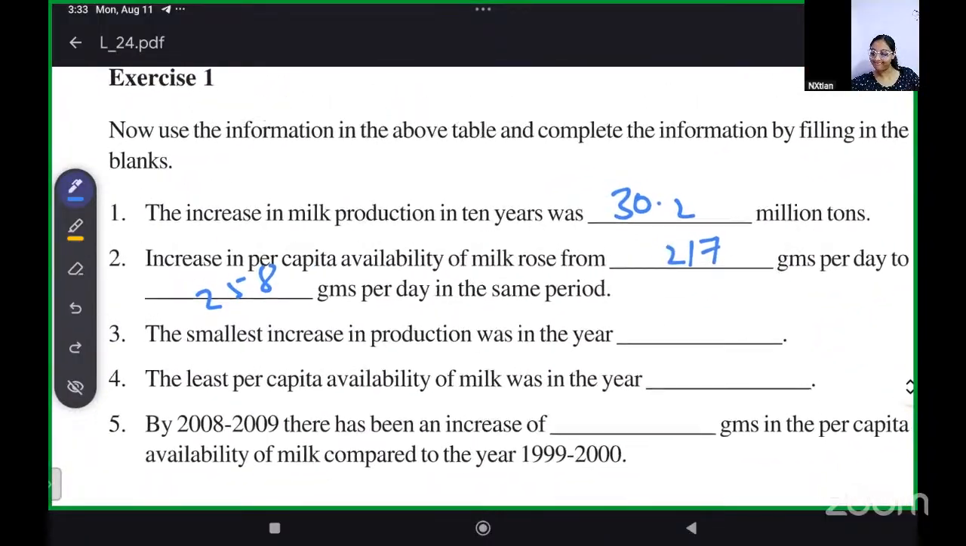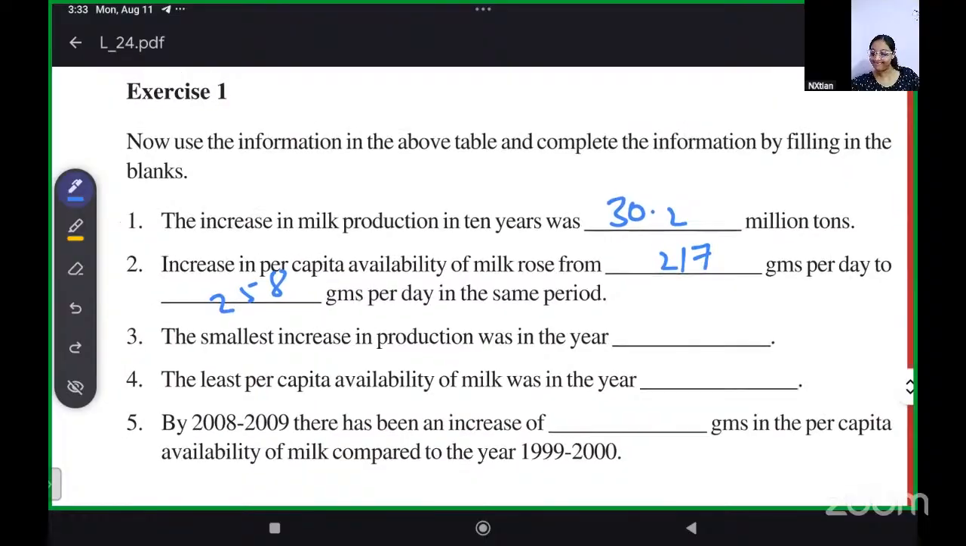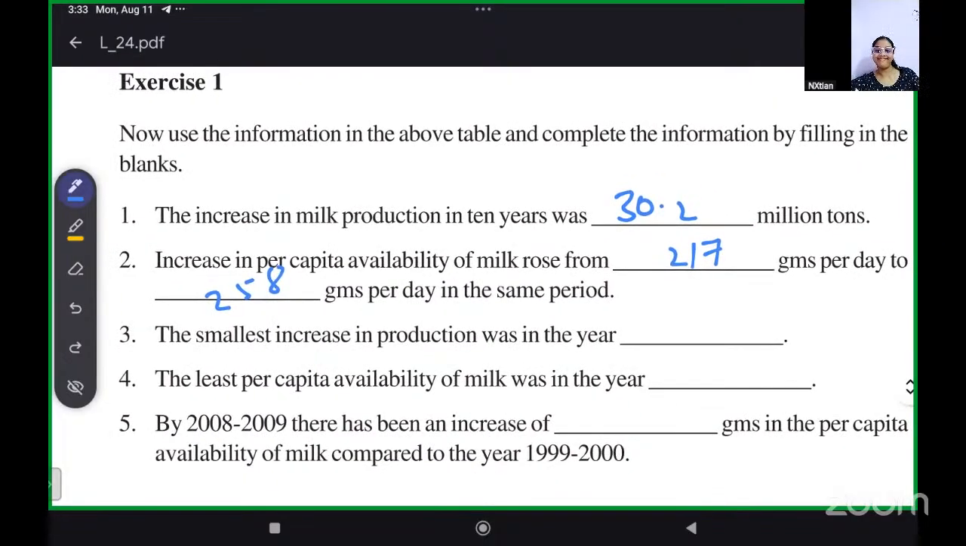Why do you say probably? Sir says probability. Probability is a concept of maths, an entirely different thing from probably. Probably is certainly. Probability is another concept totally.